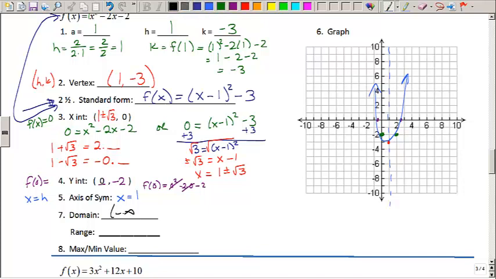Next, my domain is always all reals. My range, because the arrows are pointing up, I have a low point, and my low point has a y value at negative 3, comma, how high can you go? Well, up forever. Because I have a low point, that tells me that I have a min. So I have a min value. Where is my min value? Well, my min value is negative 3. Where does that occur? At x equals 1. Again, that's always k value at x equals h.